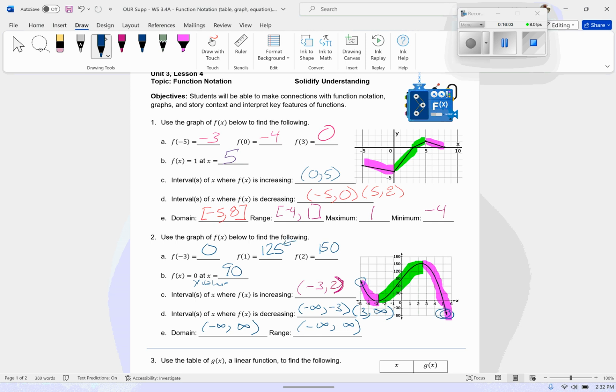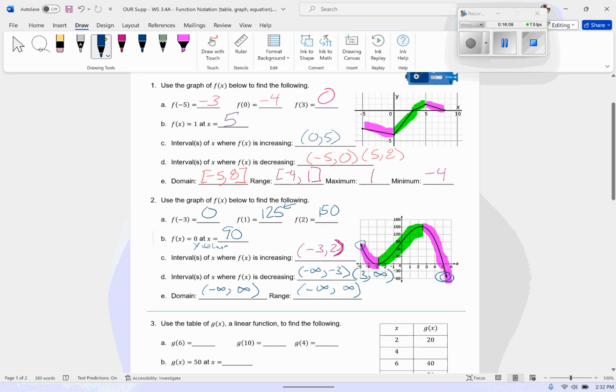Okay. Woo! Let's see. 43. Okay. I'm going to scroll down this page a smidge.